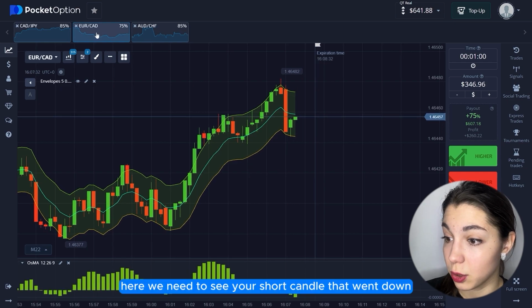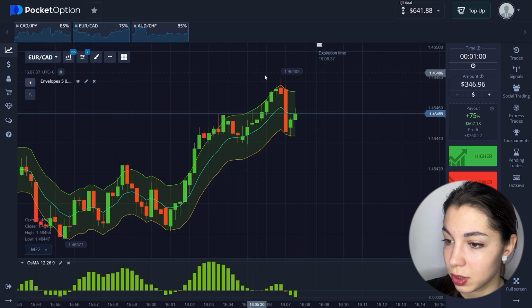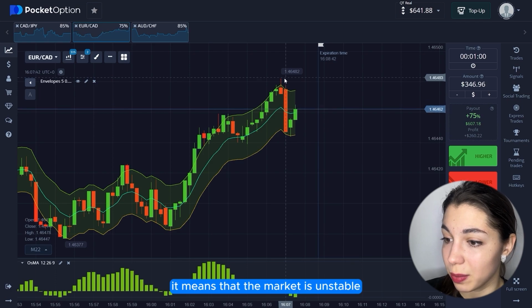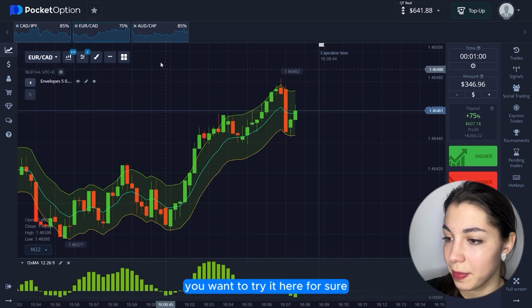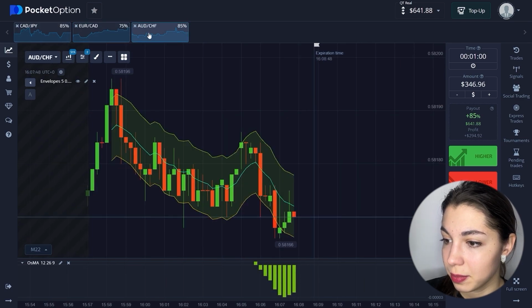Here we immediately see a huge red candle that went down through the entire envelope's range. When such big candles appear, it means that the market is unstable. We don't want to trade here for sure. Let's rather see what's on the next pair.